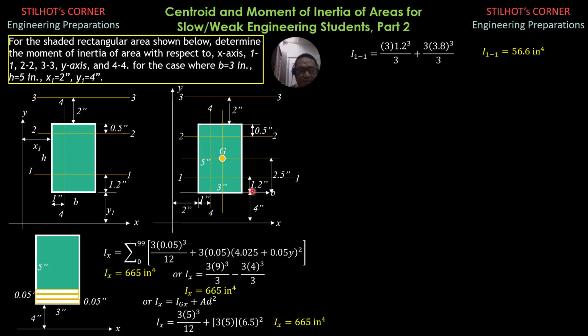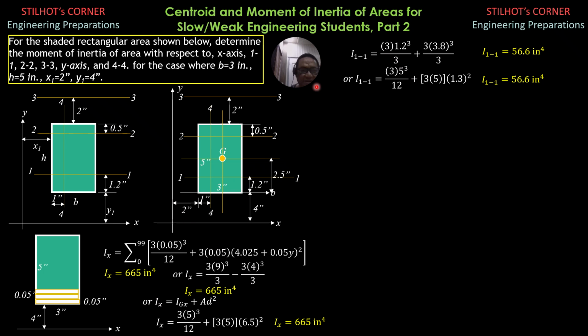The direct way is we transfer moment of inertia with respect to the centroidal axis to axis 1-1. The distance between these two axes is 2.5 inches minus 1.2, and that is 1.3 inches. So therefore, I11 is equal to 3 times 5 cubed over 12 plus area 3 times 5, 1.3 quantity squared. So this is 1.3. And that is also equal to 56.6 inches to the fourth.